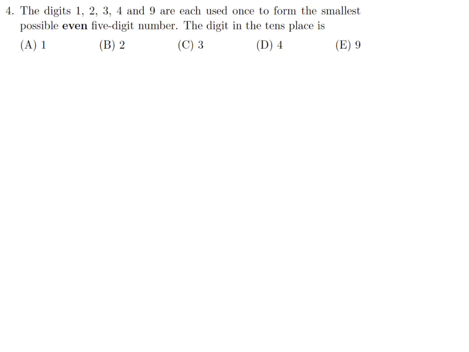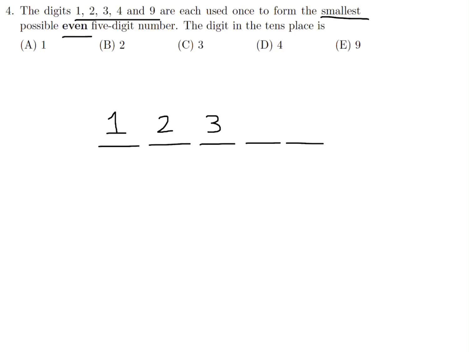The digits 1, 2, 3, 4, and 9 are used once to form the smallest possible even 5-digit number. The digit in the tens place is... So you're going to form a 5-digit number, and it's even. And you want the smallest possible using these 5 numbers. All right, so if you want the smallest possible number, the smallest numbers have to go first. So the 1 is going to be the very first number, the 2, and then the 3 will be the next. Now you got 4 and 9.